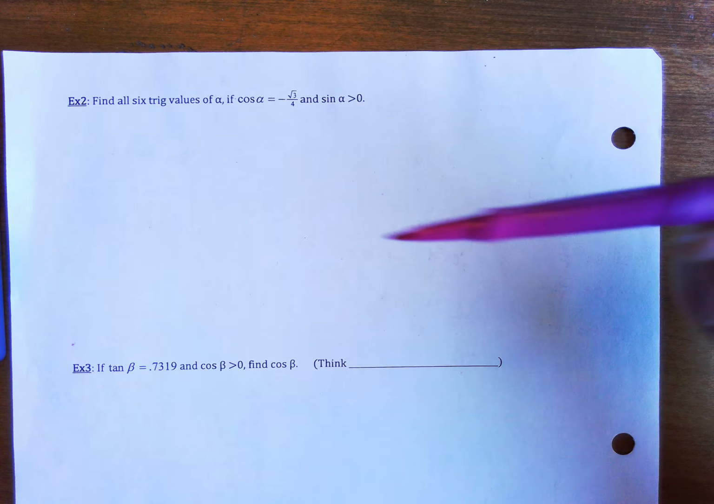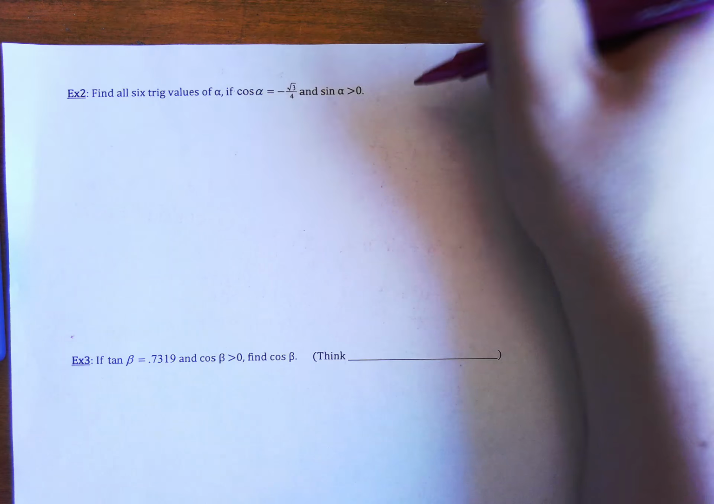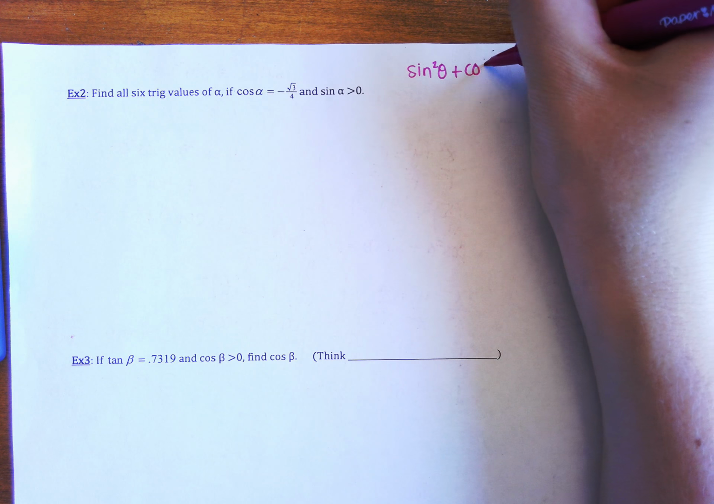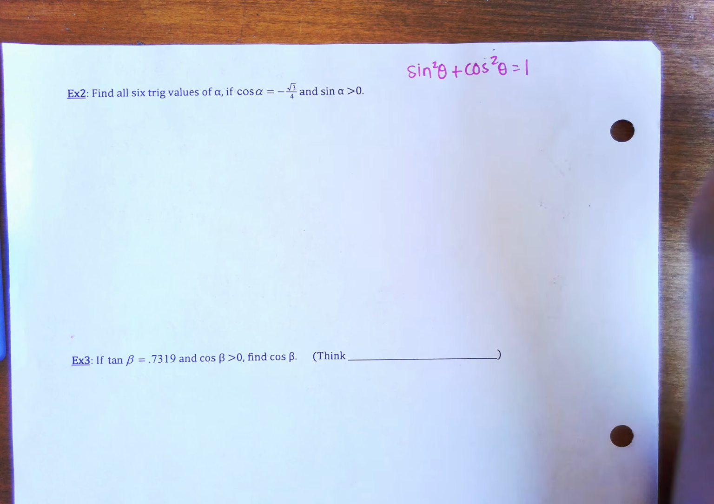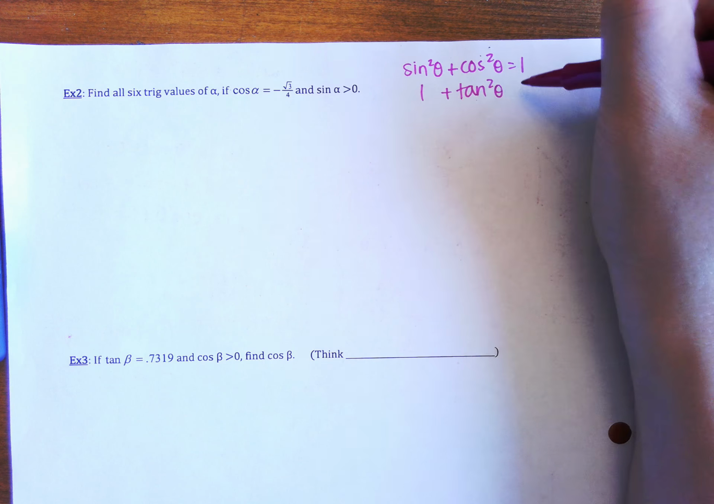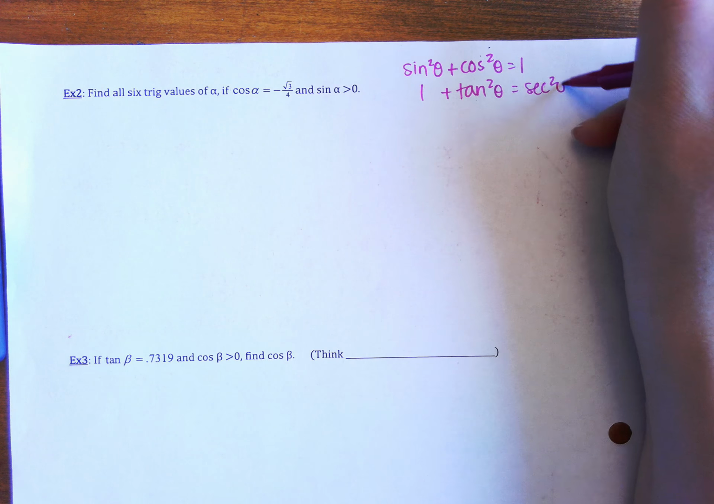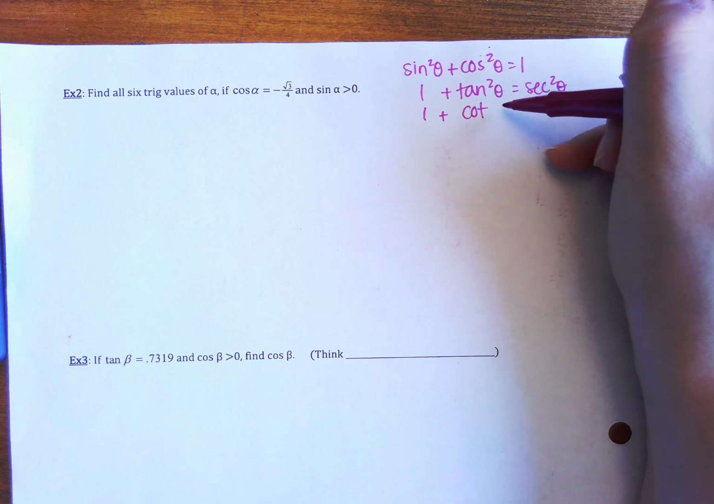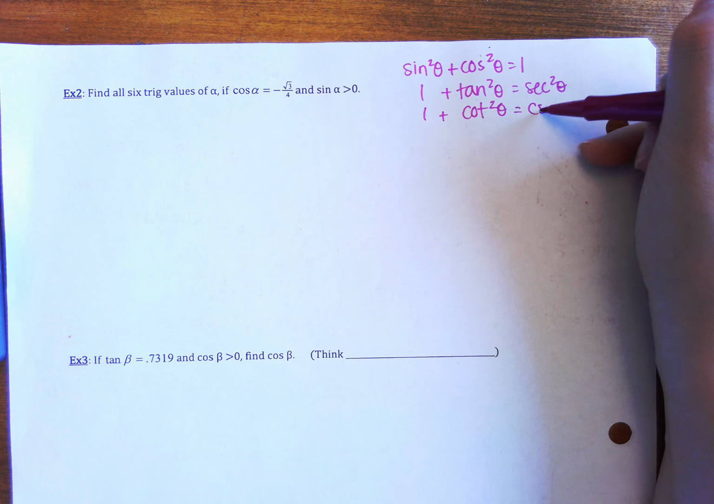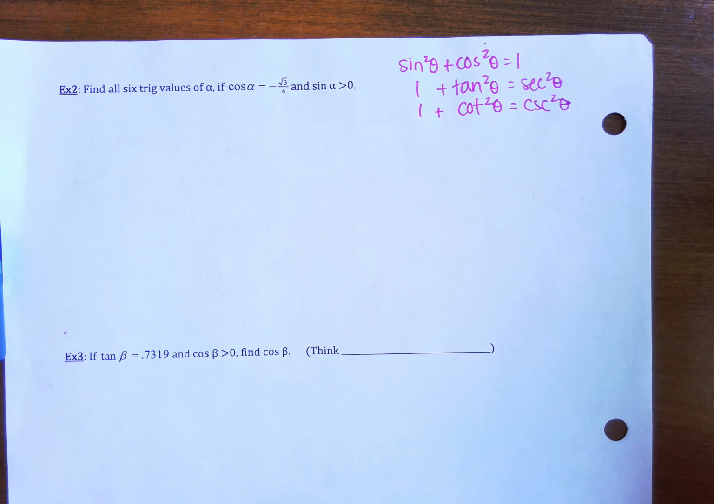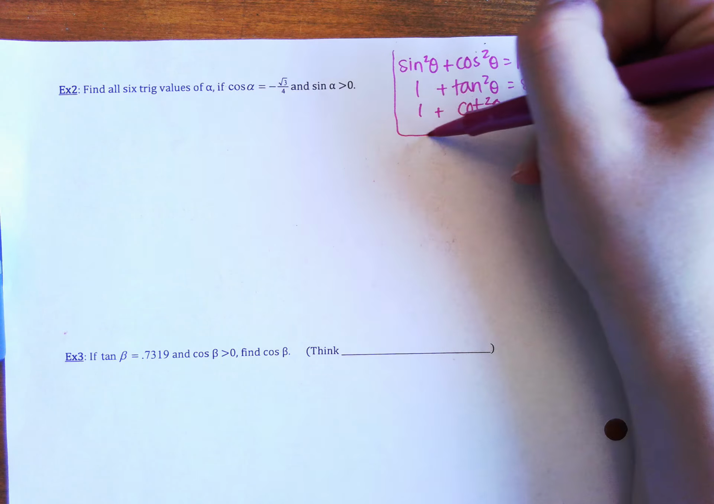So again, we're going to use the Pythagorean identities. So I'm going to write them here: sine squared of theta plus cosine squared of theta equals 1. And we know 1 plus tangent squared of theta equals secant squared theta. And we also know 1 plus cotangent squared equals cosecant squared. So those are our main identities.